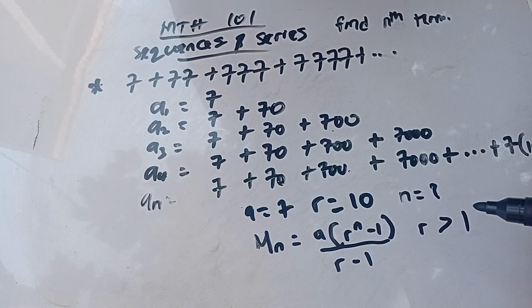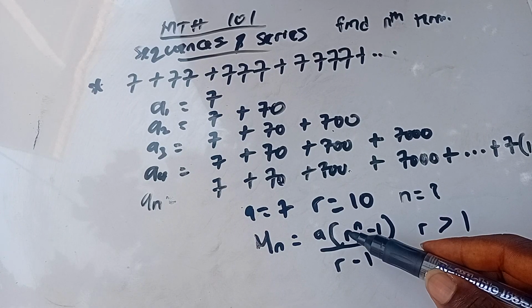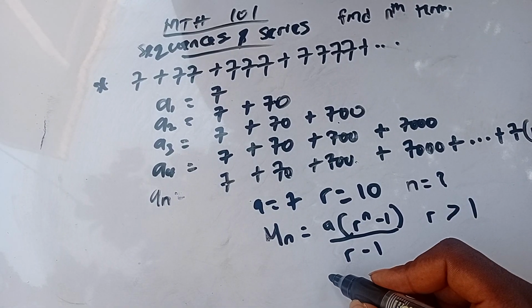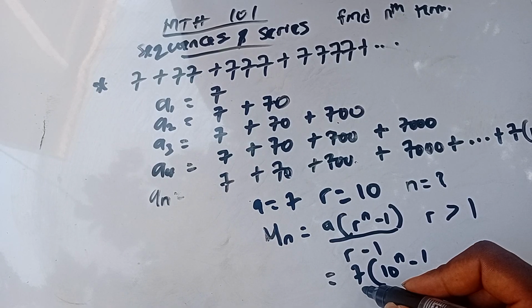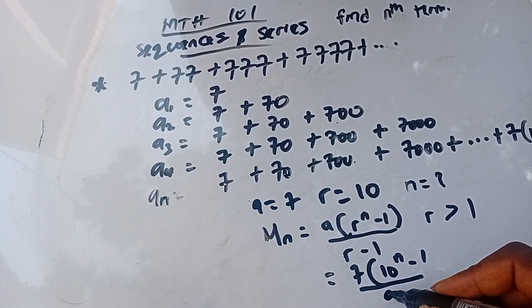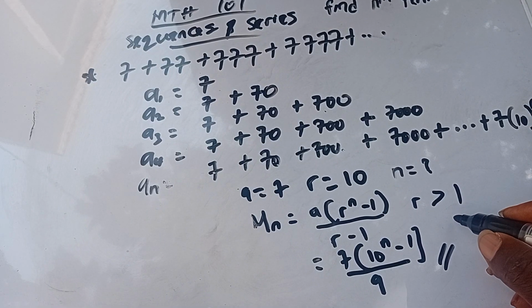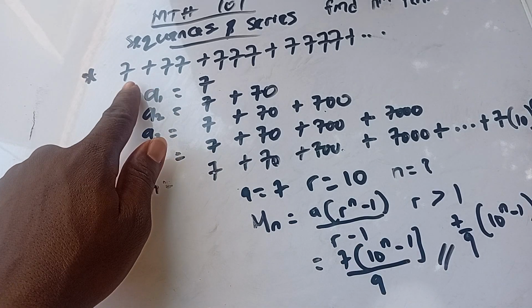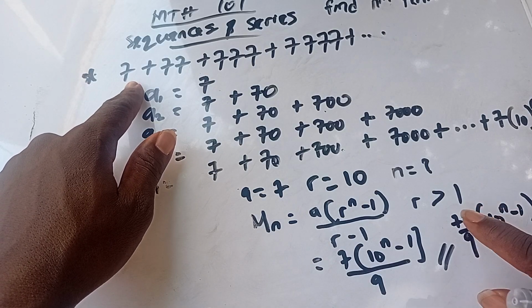If r is less than 1, we have 1 minus this over 1 minus r. But if r is greater than 1, we have r first. So now our a is 7. So this becomes 7 into 10 raised to power n minus 1 over 10 minus 1, that's 9. So that's our expression, or you can write it as 7 over 9 into 10 raised to power n minus 1. Now, if your n is 1, are we going to get 7? Let's check. 10 raised to power 1, 10 minus 1, 9. 9 cancels, you get 7.